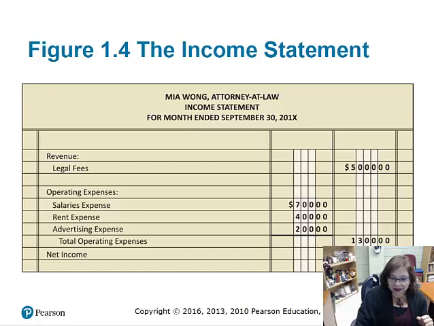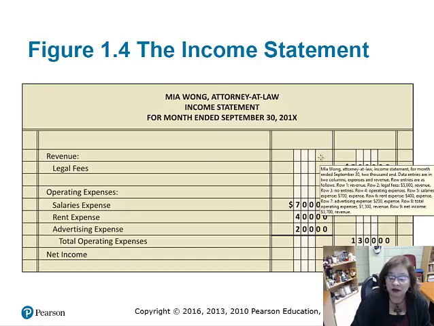And of course, at the end, when you've got your total, you put 2 lines underneath it. So here she's showing that she made a net income, not a net loss. If her expenses had been more than the $5,000 that she made, she would have ended up with a net loss.